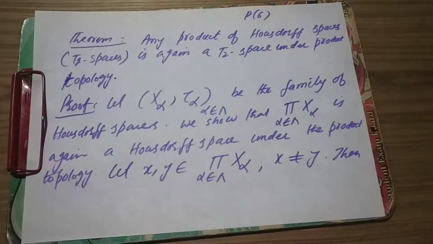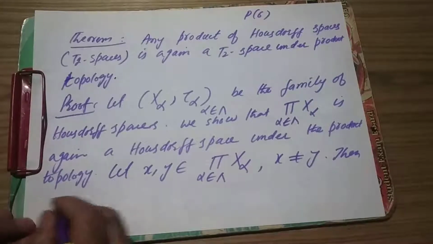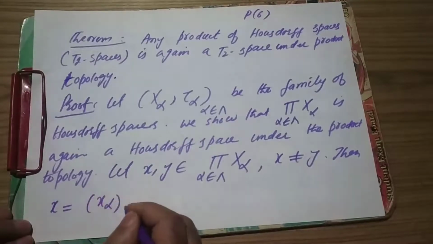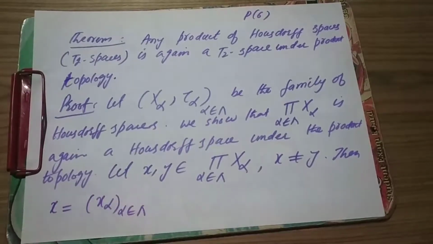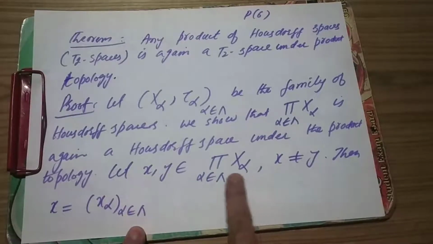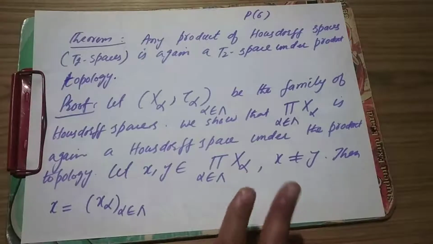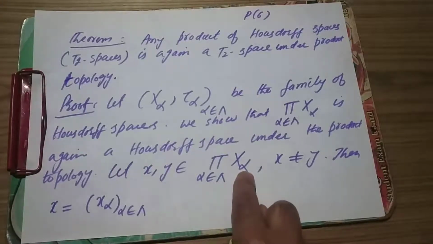But here it's a general product. It may be infinite, countably infinite, or it may be uncountable. So we can write this x as a tuple, like x alpha, alpha belongs to lambda. So it depends upon the lambda, or the number of topological spaces here. If lambda consists of two points only, say the index set 1 and 2, then it will be x1 cross x2.